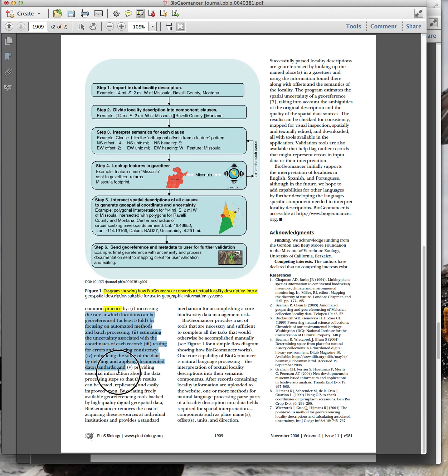They've got a marketing pitch down here about how biogeomancer is better than everything else. That's great. There were 2 key components up here. They talked about ambiguities and they talked about validation tools. These are 2 things that are critical to making data useful.